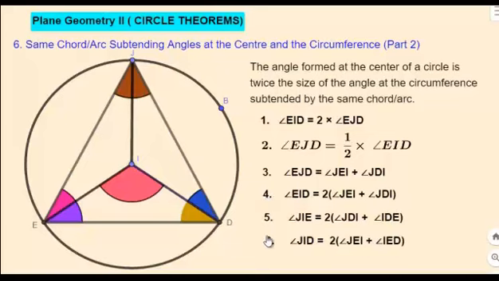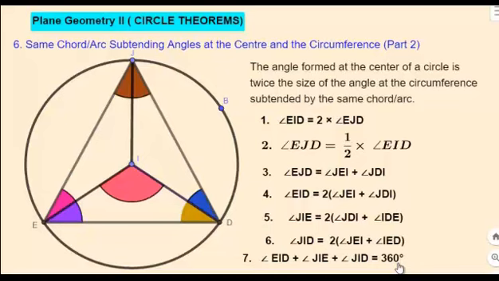Now, from point 4 to point 6 are the angles at the center. When all these angles are added, they would give us the sum of 360 degrees. And that is what you see, point 7. Angle EID plus angle JIE plus angle JID is equal to 360 degrees.